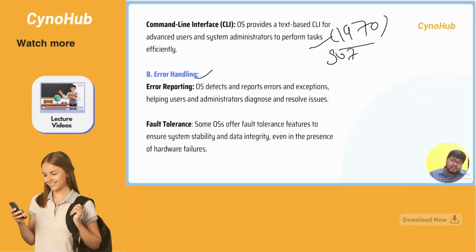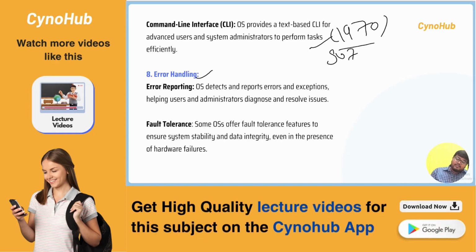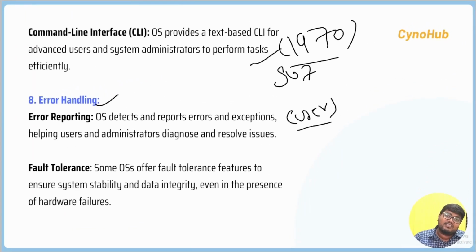Next one, error handling. Error handling is nothing but the OS detecting errors and informing the user that a file is corrupted, a file is missing, or a file is not there. All these come under error handling. Suppose other users send spam files; it shows that this is a spam file, don't download it. All these come under error reports. Next one is fault tolerance.